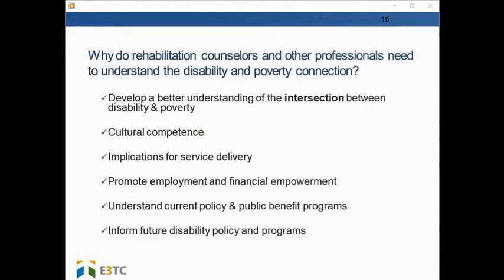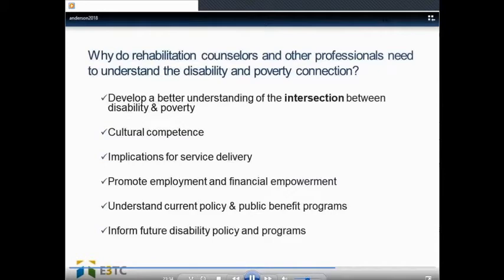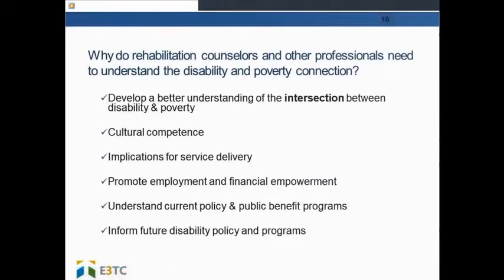Also, we cannot have discussion around poverty or addressing poverty issues without actively talking about employment and financial empowerment. So employment, again, public vocational rehabilitation professionals are experts at employment. Financial empowerment, as I mentioned before, we'll have another discussion around financial empowerment. But financial empowerment is another key piece of the puzzle. You get a paycheck, but what do you do with the paycheck? How do we help folks build strategies and some planning tools in a culturally appropriate way that also recognizes multi-generational poverty issues and realities? And also, of course, we need to understand current policy and public benefit programs in order to best serve the individuals that we work with.